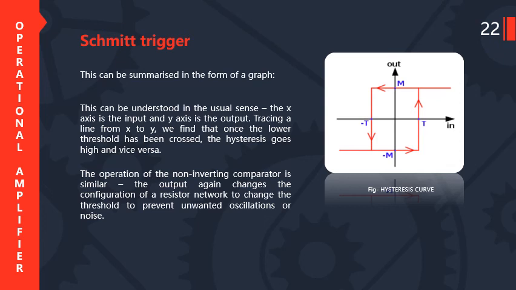This can be understood in the usual sense. The x-axis is the input and the y-axis is the output. Tracing a line from x to y, we find that once the lower threshold has been crossed, the output goes high and vice versa. The operation of a non-inverting comparator is similar. The output again changes the configuration of the resistor network to change the threshold to prevent unwanted oscillations or noise.